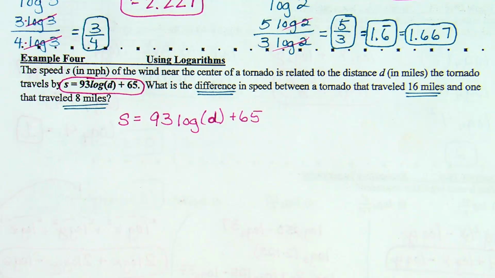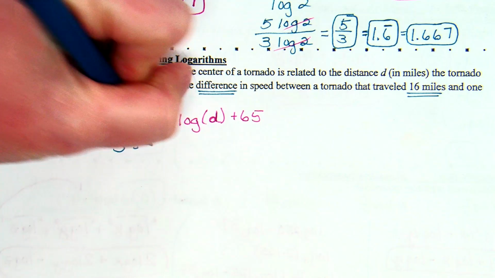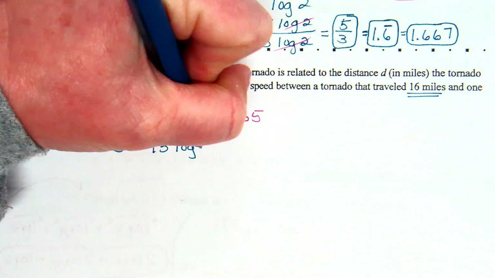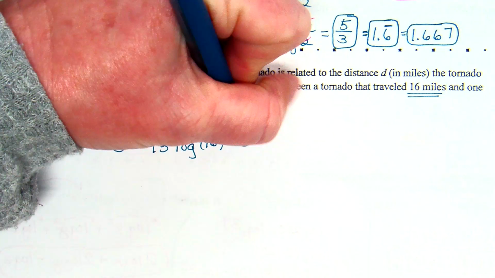Okay, so we're going to have to do 93 log of 16 plus 65. We're also going to have to do 93 log of 8 plus 65. So we're going to have to do both of those. Log of 16, folks, it's 2 to the 4th, but this is base 10. There's nothing you can do. Grab the calculator.